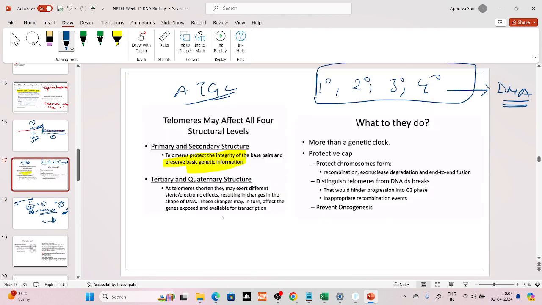So just what I said, it protects the chromosome from recombination, exonuclease degradation, and end-to-end fusion. It distinguishes telomeres from DNA double-stranded breaks and it prevents oncogenesis. So these are the functions of telomeres.